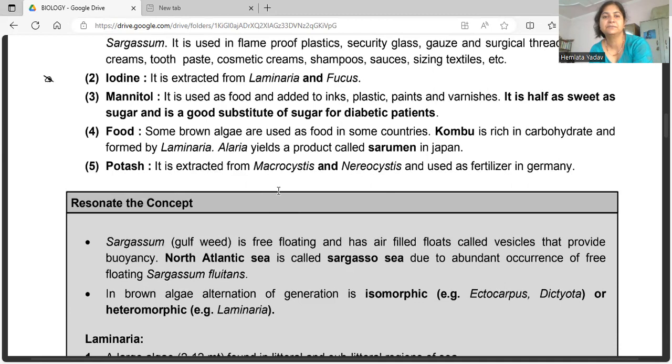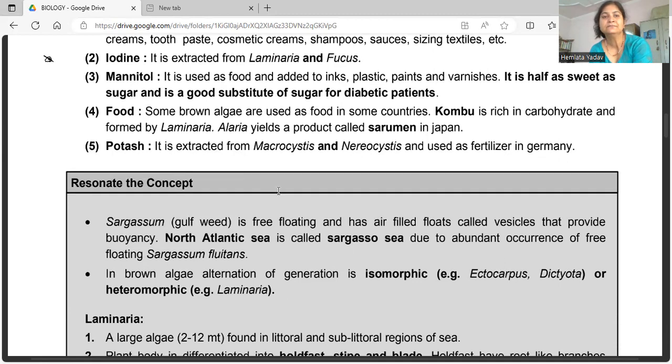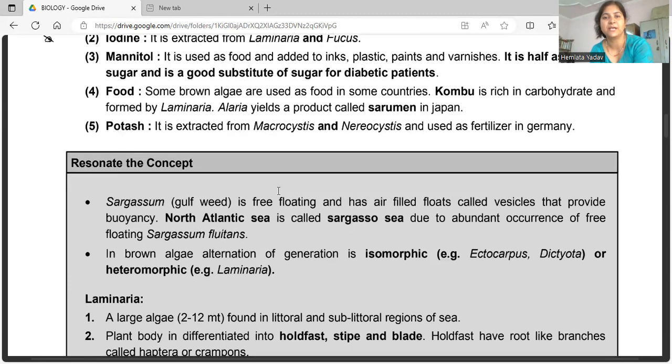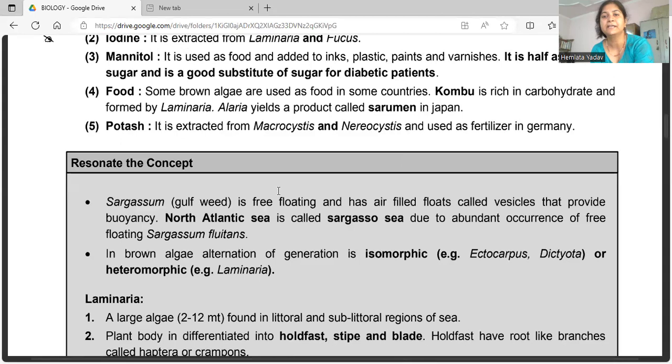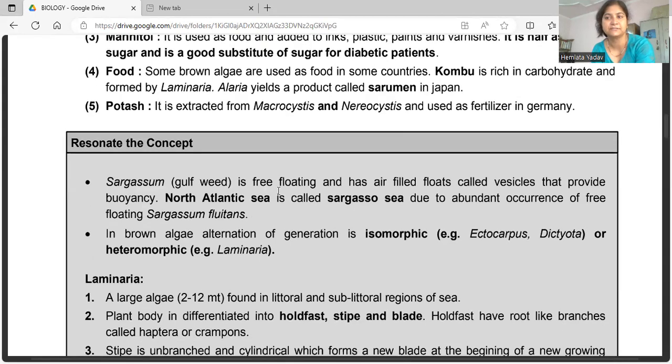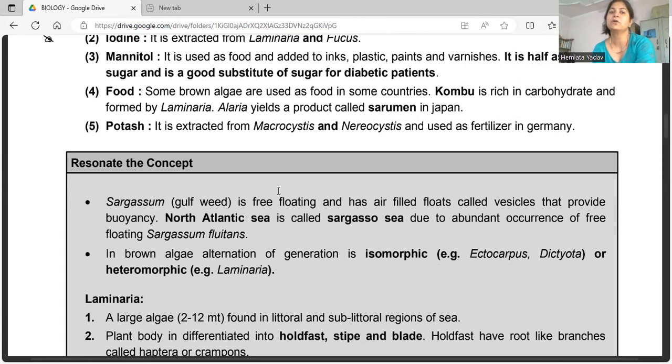Cosmetic creams and shampoos also contain algin. Sauce also has algin. Iodine is extracted from Laminaria and Fucus. Mannitol is used in food, and added to ink, plastic, paints, and varnishes. It is half as sweet as sugar and is a good substitute for sugar for diabetic patients. Mannitol can be used by diabetic patients as a sugar substitute.